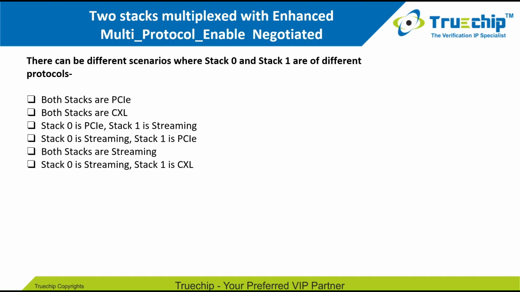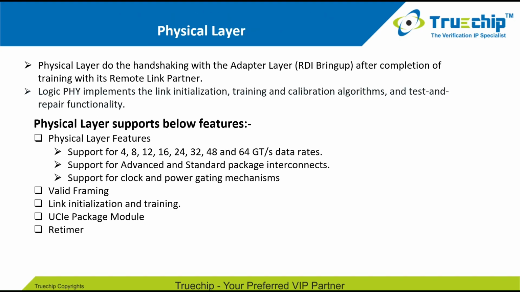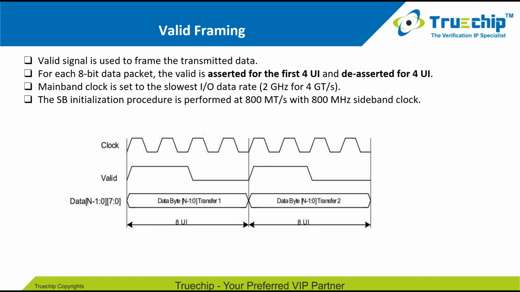So let's now move down to the physical layer. It supports data rates from 4 up to 64 giga transfers per second. Here the valid framing is defined. A key concept in the PHY is valid framing. This diagram shows that a valid signal is used to frame the data. For each 8-bit data packet, the valid is asserted for the first 4 UI and then deasserted for 4 UI.